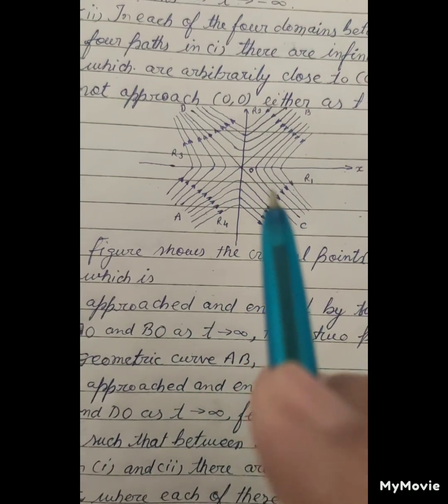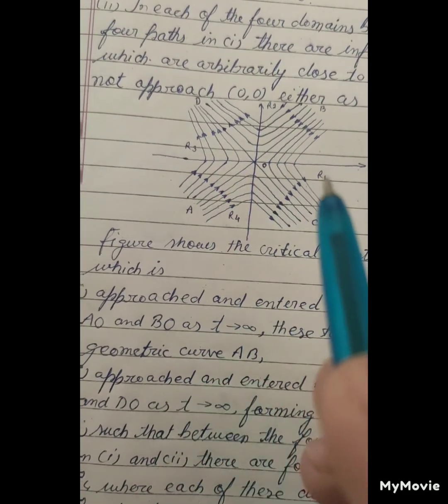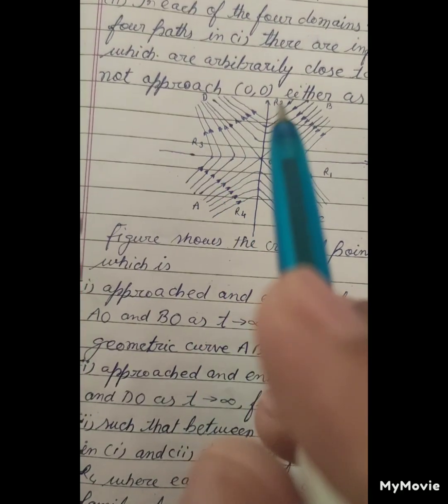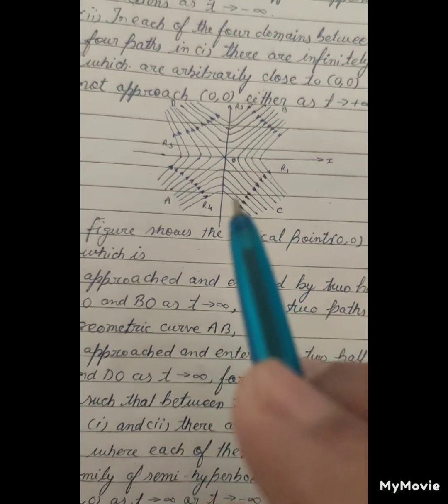Here D, O, C, A, B, R1, R2, R3 and R4. This is the X axis and this is the Y axis.